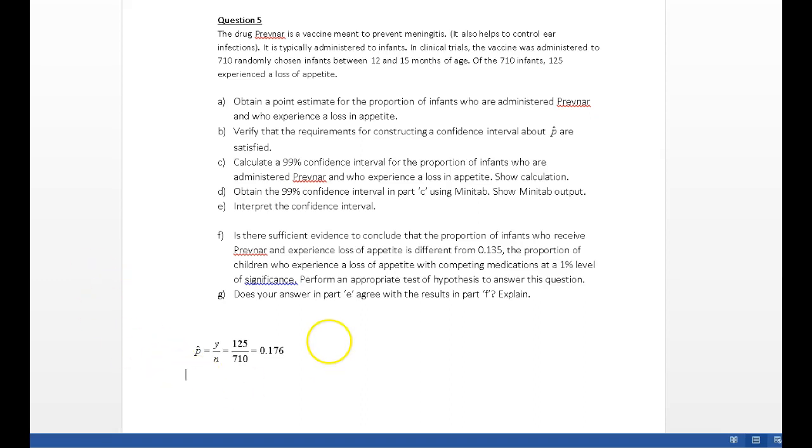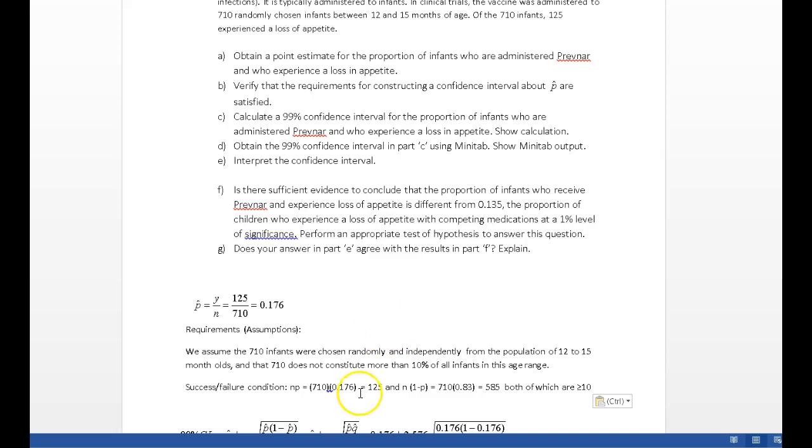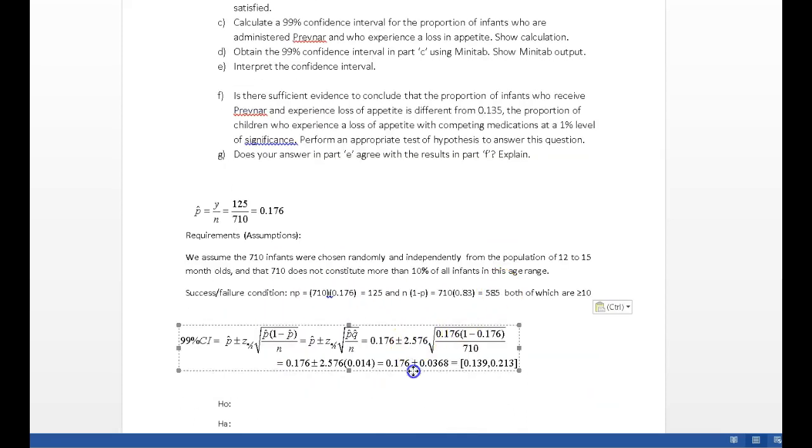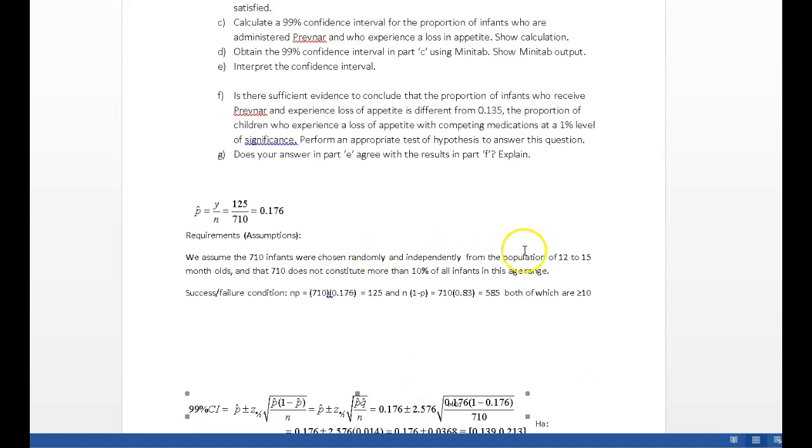Well, the requirements are the same as we looked at up above. We assume that 710 infants were chosen randomly and independently from the population of all 12 to 15-month-old kids, and that 710 does not constitute more than 10% of all infants in this age range, which would be true. We also have to prove the success-failure condition.